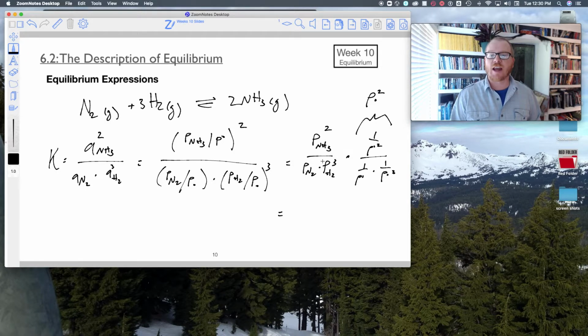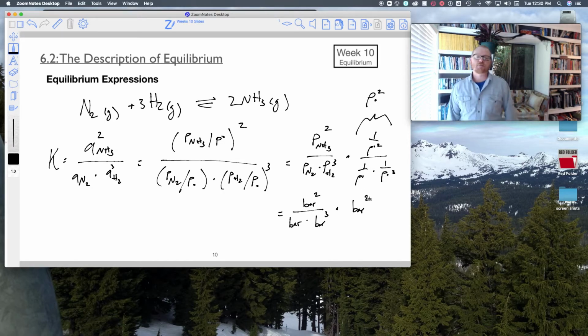So what about the units now? Well, this is going to be partial pressure of ammonia squared, which gives me a bar squared, divided by pressure of nitrogen, which gives me 1 bar, times the pressure of hydrogen cubed, which is a bar cubed. But now look, all of that, the standard 1 bar pressure, that all became a bar squared. And let's inspect this for a minute. I've got a bar squared times a bar squared, that's bar to the 4th power, divided by bar to the 4th power.